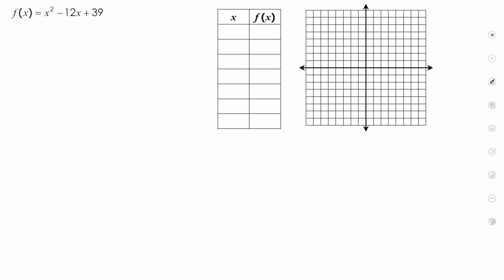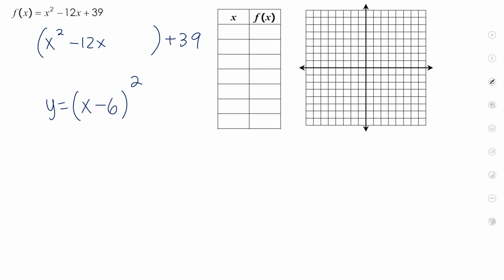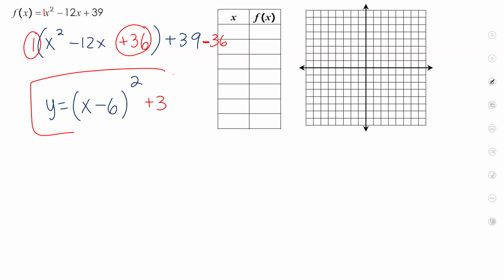Okay, same thing. Group these together. 39 is on the outside. Let's put my answer. Half of 12 is 6. 6 squared is 36. Your A value is just 1. 1 times 36 is 36, and you subtract that. 39 minus 36 is 3. So this is your answer.